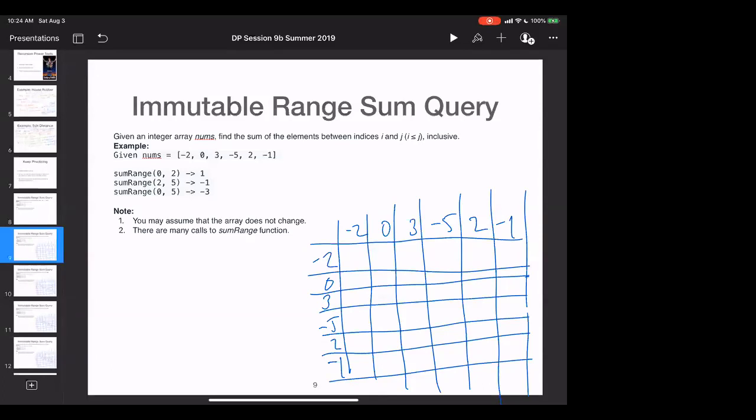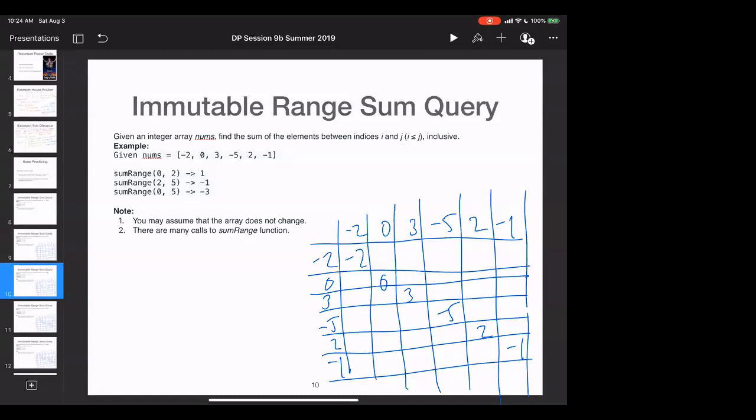So -2, 0, 3. What that means is the diagonals would be my base case, meaning i is equal to j. This is the case where you're asked the sum at i equals j, and so the sum would just be the value at that ith position in the array. And so you see, filling out the diagonals here, -2, 0, 3, -5.